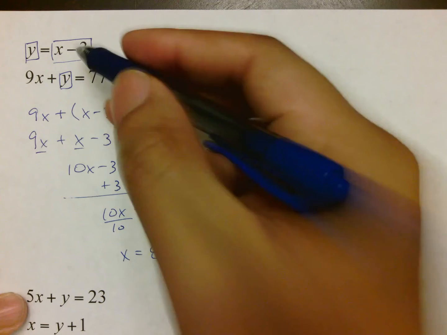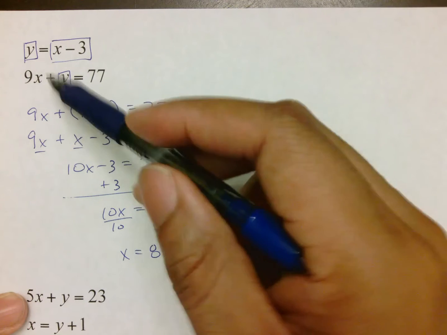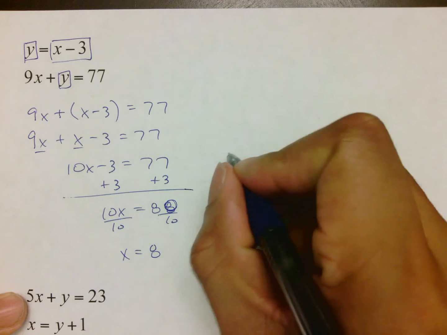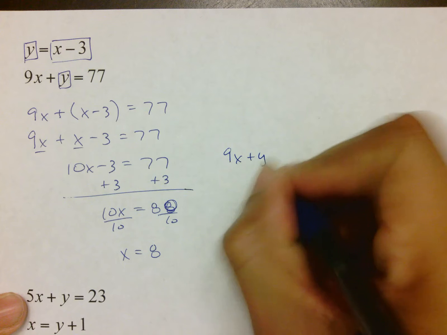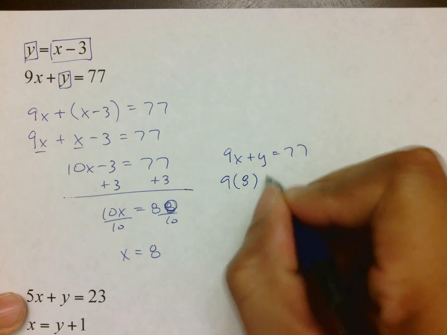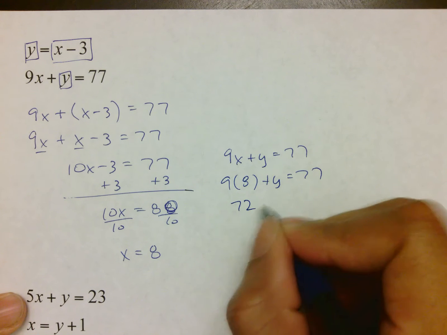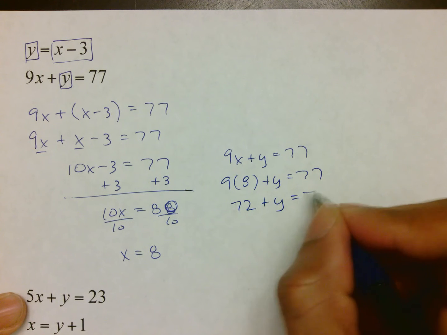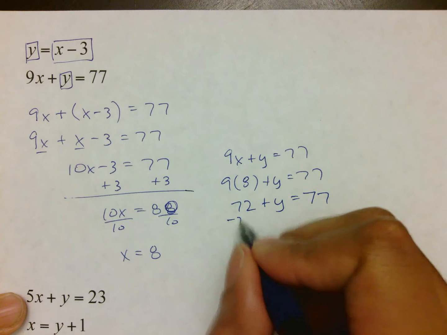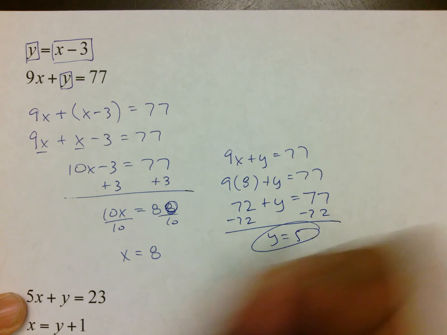And again, go back to one of your equations. I told you it doesn't matter which one you pick. Just to show you, I'm going to go ahead and pick this one. I'm going to use the hard one. So 9x plus y equals 77. So 9 times 8 plus y equals 77. That would make 72 plus y equals 77, which when you subtract 72, you get y equals 5.